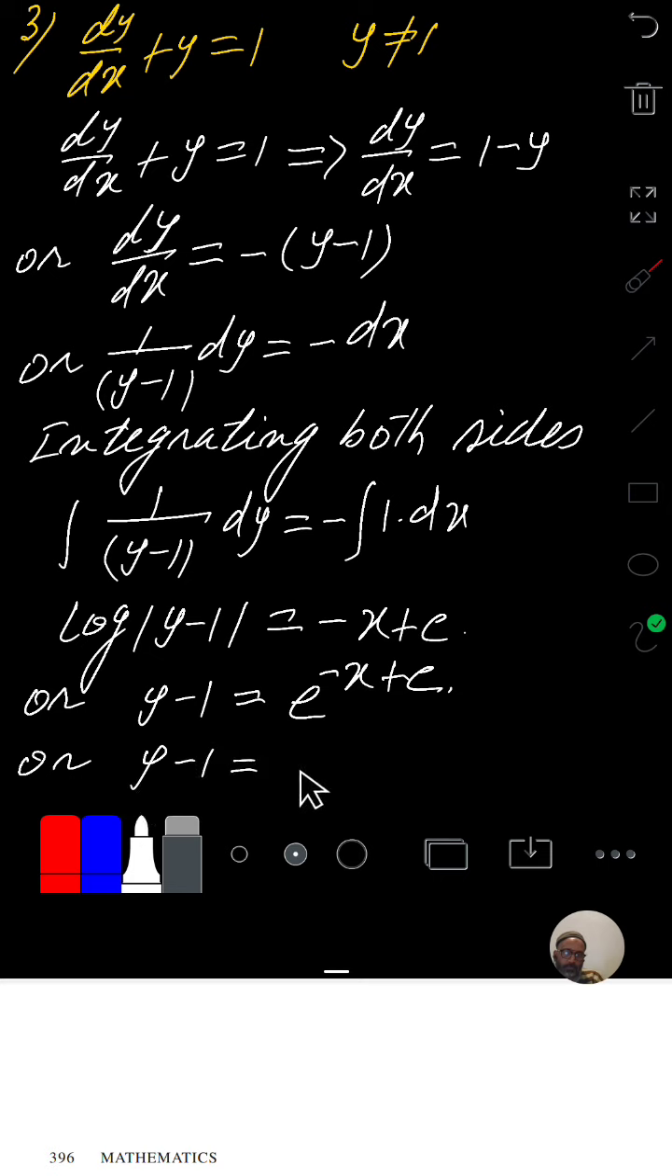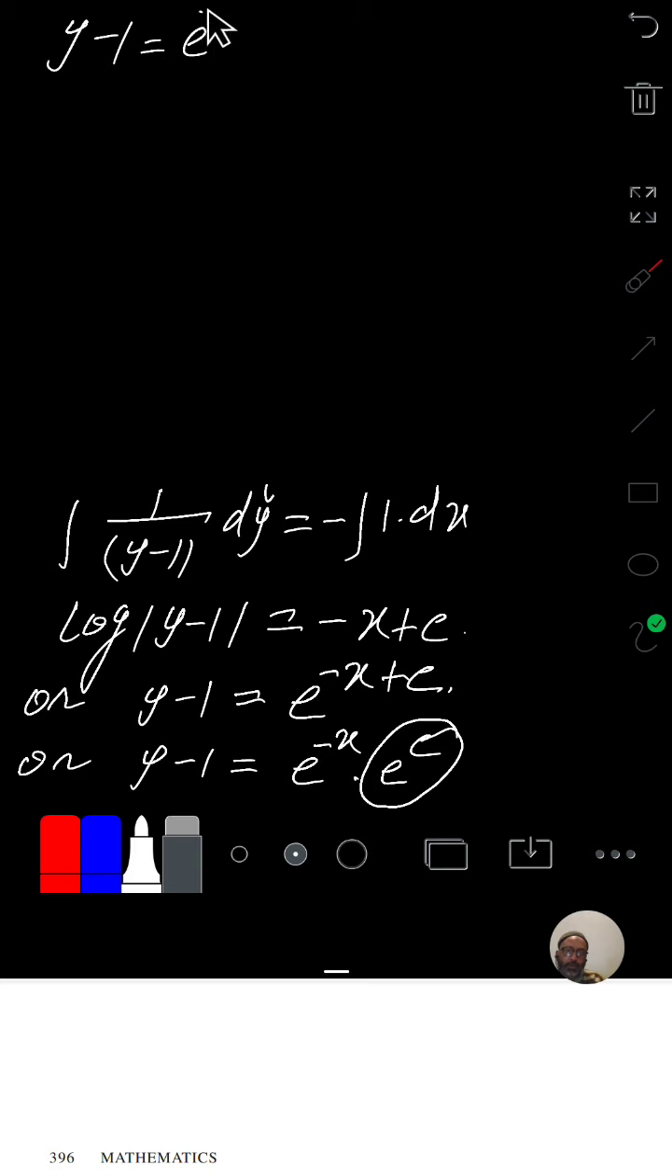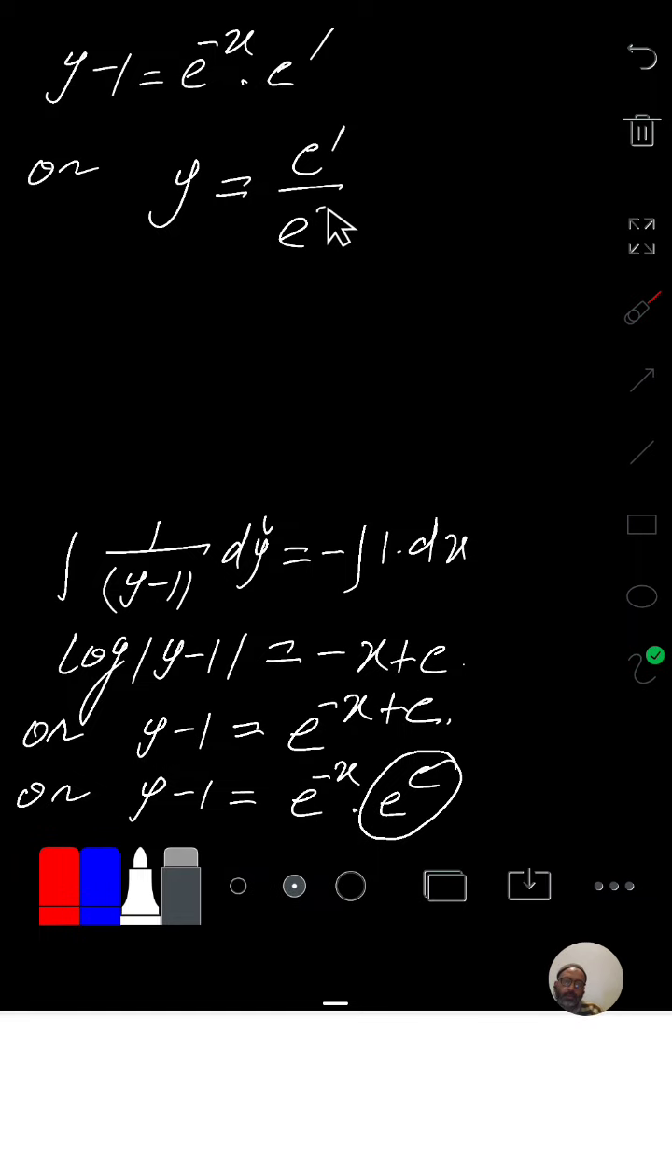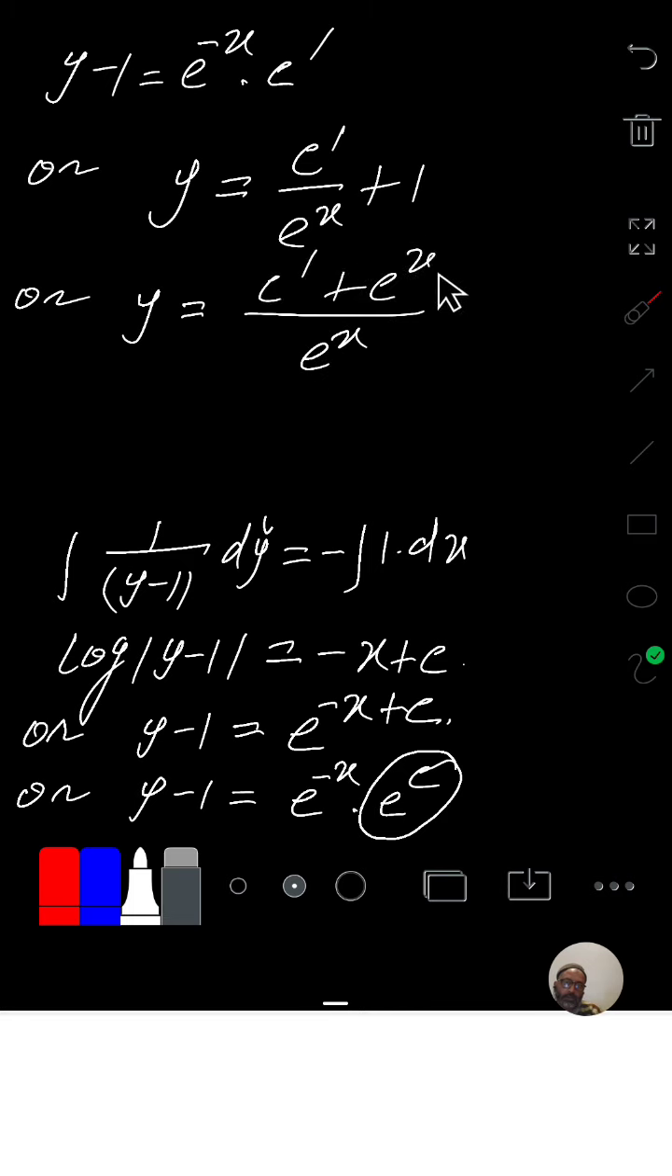Or y minus 1 may also be written as e raised to the power minus x into e raised to the power c. And now here this e raised to the power c is a constant term. So this may also be denoted by some other arbitrary constant like c dash. We may write this as y minus 1 is equal to e raised to the power minus x into c dash, or y is equal to c dash upon e raised to the power x plus 1. And this may also be simplified as c dash plus e raised to the power x upon e raised to the power x.